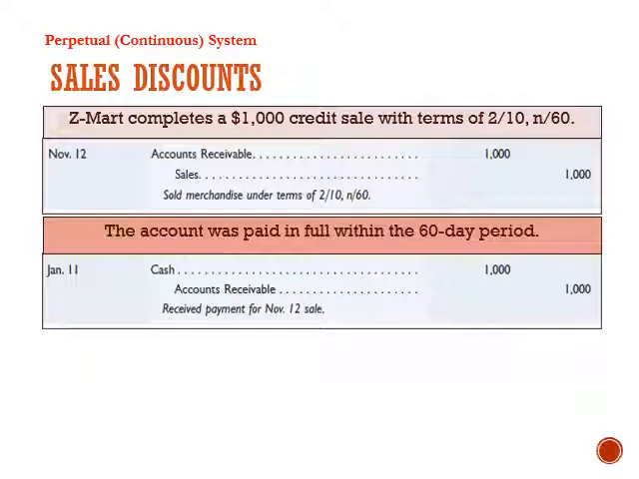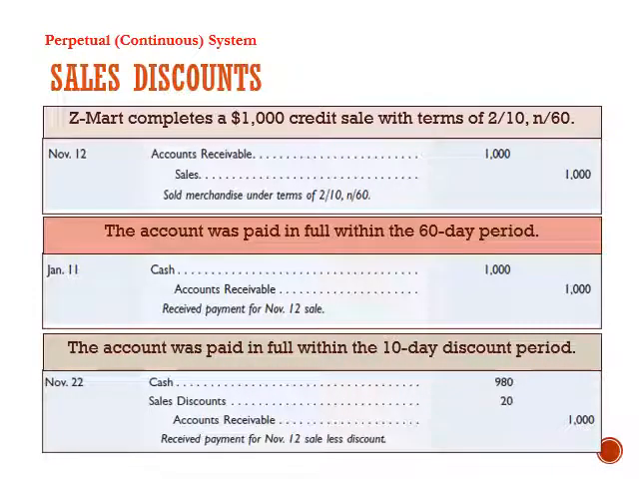Now say that the account was paid within the 10-day discount period. We record receipt of cash with the amount minus the discount. Sales discounts is a contra revenue account, meaning the sales discount balance is deducted from the sales account balance when computing a company's net sales. The journal entries are the same with periodic system.